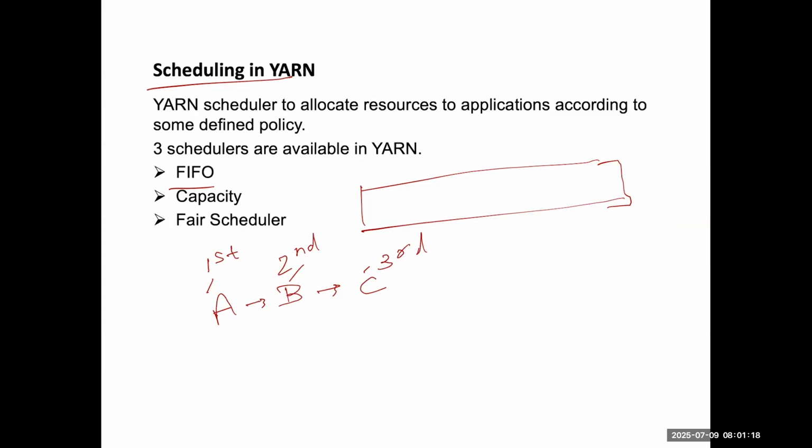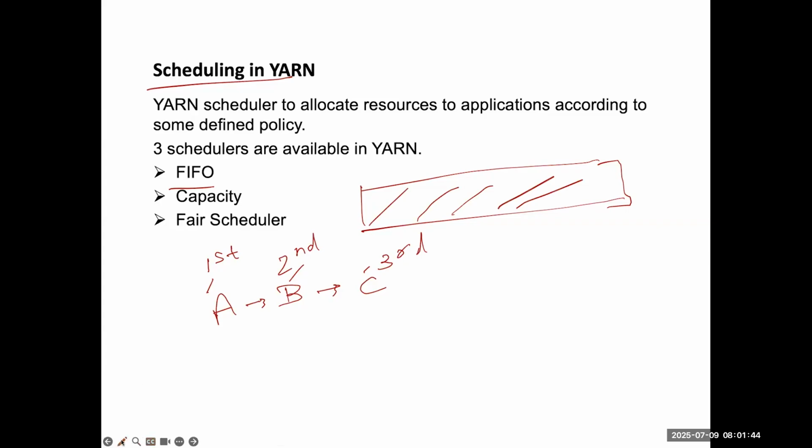In FIFO, first in, first out, I will assign all the resources to job A. Once job A finishes, then job B will go, and then job C will go. That's what we call first in, first out. You got it? This is what I'm telling. Yes, yes.